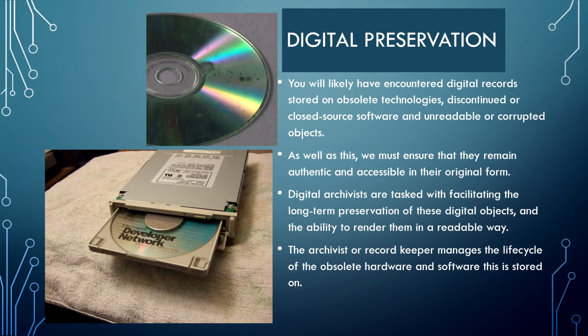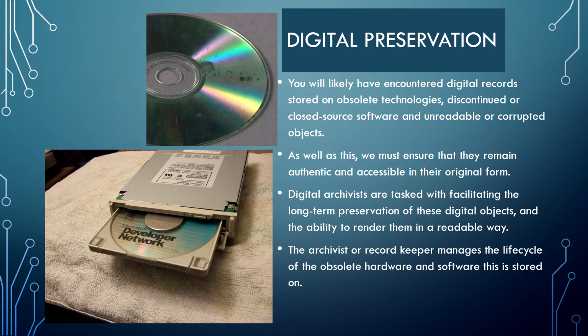This obsolete technology often relies upon a chain of dependency to run, but often obsolete technology itself can change the bit stream, corrupt data, make it unopenable, and destroy its authenticity. Record keepers are tasked with preserving these digital objects long term, and the ability to render them in a readable and accessible way is essential. However, as no digital storage medium is permanent, the archivist instead ends up managing the life cycle of the obsolete hardware this is stored on.